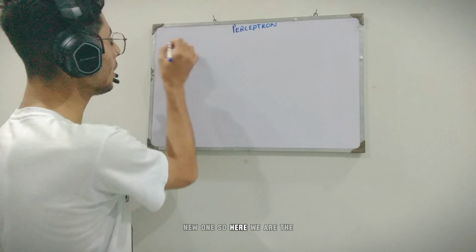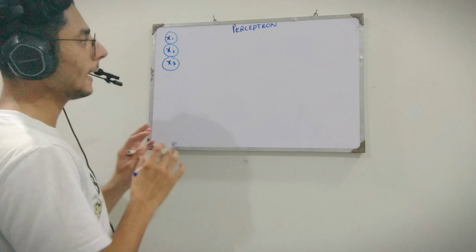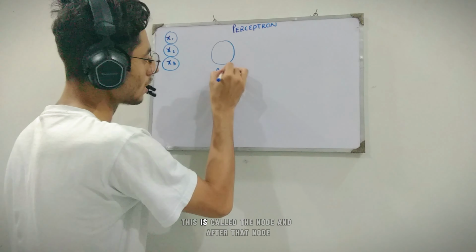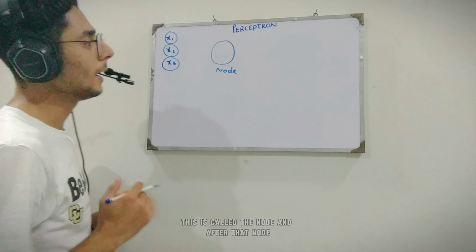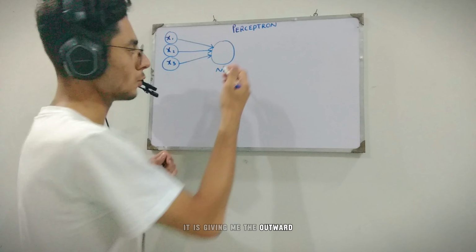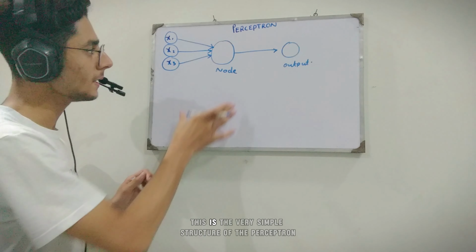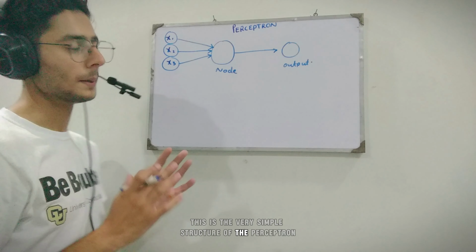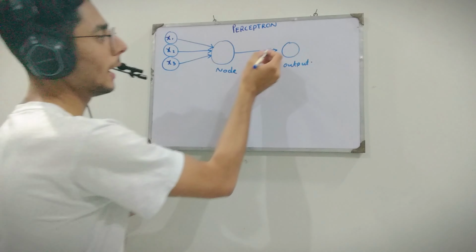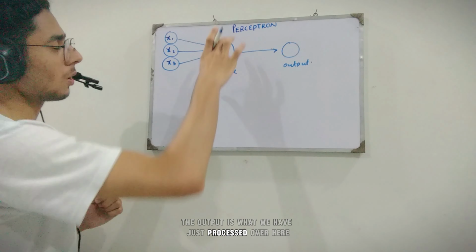So here we have the inputs, for example these three inputs, and I am giving them to a node. This is called the node, and after that node, it gives me the output. Okay, simple. This is the very simple structure of the perceptron: taking the inputs, giving them to some hidden layer, and the output is what we have just processed over here.